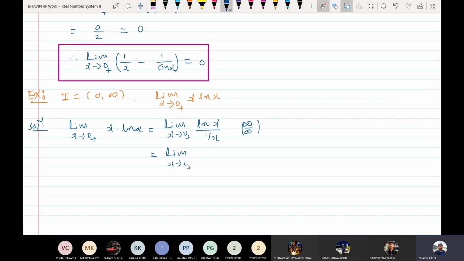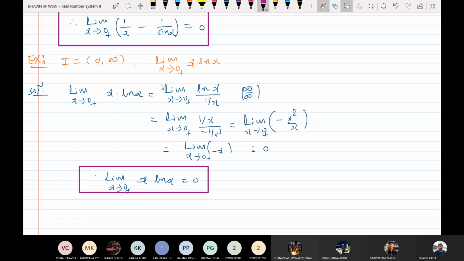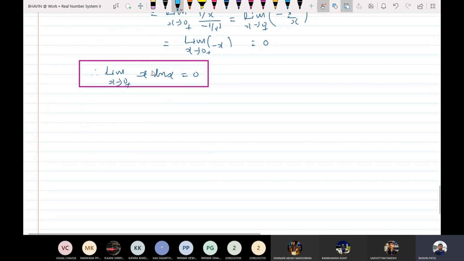Okay. So limit x tends to 0 plus, what is derivative of ln x? This is 1 by x, and derivative of 1 by x is minus 1 upon x square. So this is nothing but limit x tends to 0 plus minus x square upon x. Do you understand? So what is the answer? 0. So limit x tends to 0 plus x into ln x is 0. Okay. So let us consider next example. Next one is this.